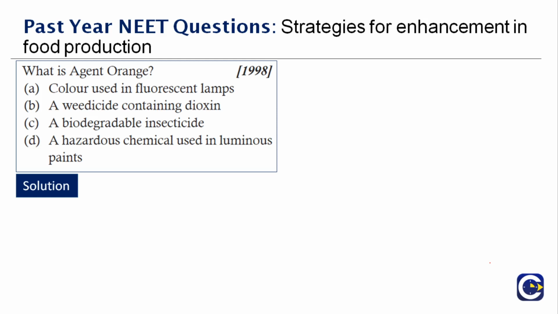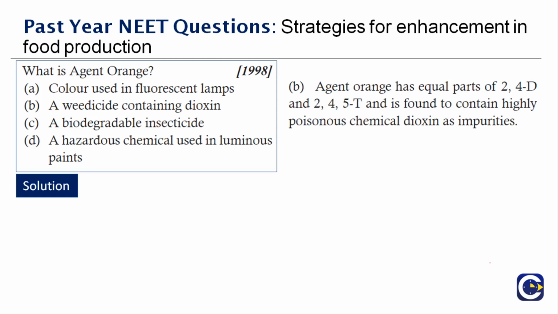See, Agent Orange is a herbicide and a defoliant chemical, one of the tactical use rainbow herbicides, etc. It is widely known for its use by the US military as a part of a chemical warfare program and so on. So sometimes it is used for a disadvantageous purpose also. Now what is Agent Orange? If you say it's a weedicide which contains dioxin, it is found to contain a highly poisonous chemical called dioxin, and it leads to death. Therefore, the right answer to this question is option B.